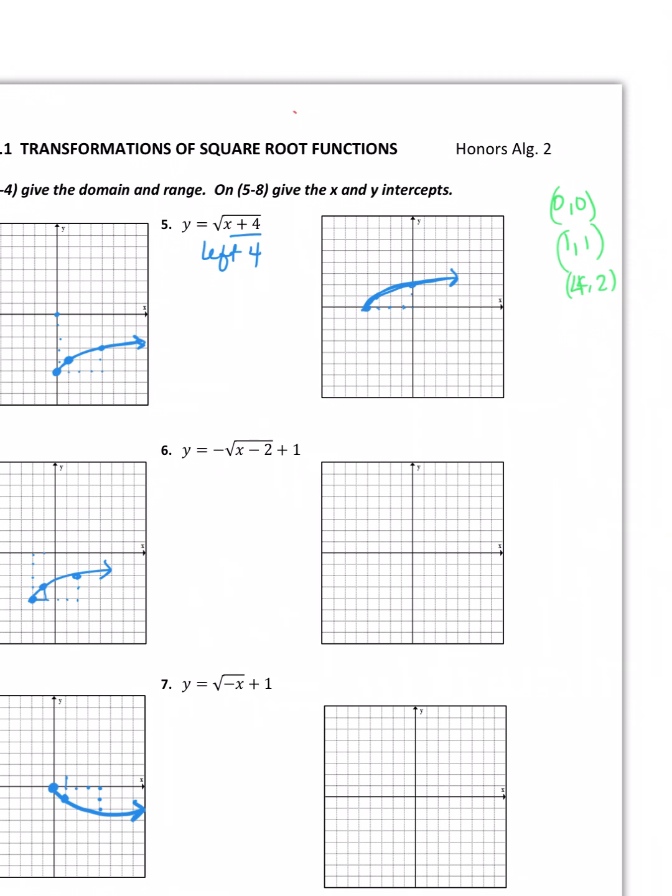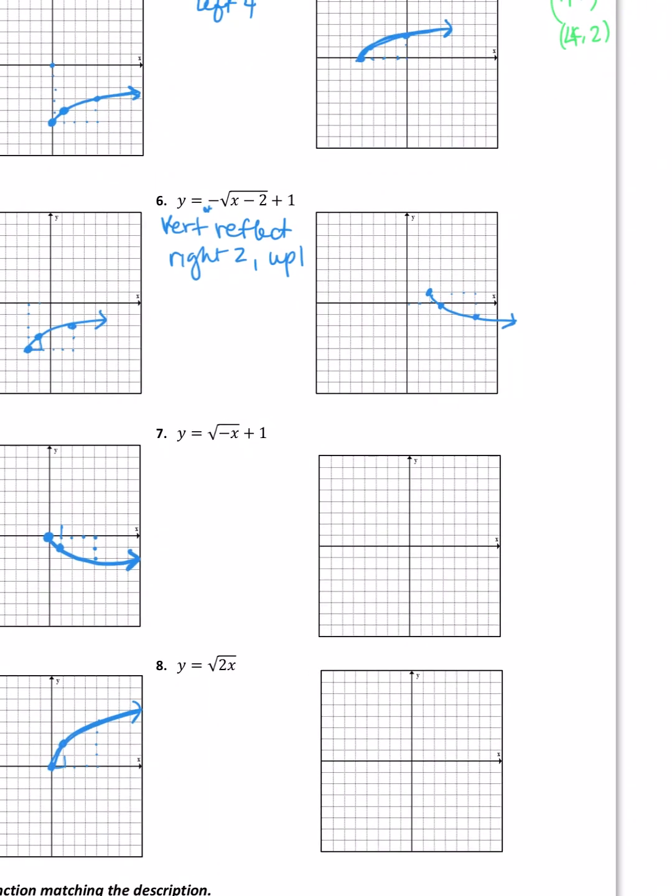Number 6. All right, lots of stuff is going on here. What is this? That negative means it's a vertical reflection. What is the minus 2? It's going right 2. And the plus 1 means it's going up 1. So I'm going to do the right and up first. So right 2, up 1. And it's going to reflect vertically. So I'm going to go down instead of up. So I'm going to go over 1, down 1, over 4, down 2. And it's going downward. There we go.